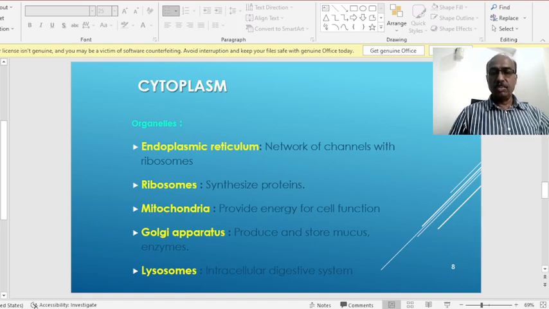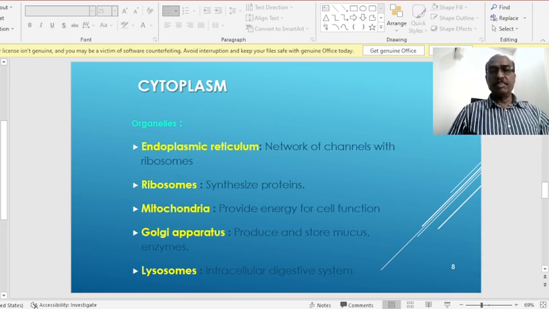So organelles are endoplasmic reticulum. Basically, ribosomes are attached to it, it's a network of channels with ribosomes. And what are ribosomes? Just understand, they synthesize protein. It is the internal structure of a cell which is made up of both protein and RNA. And it synthesizes protein which is required for the cell's energy.